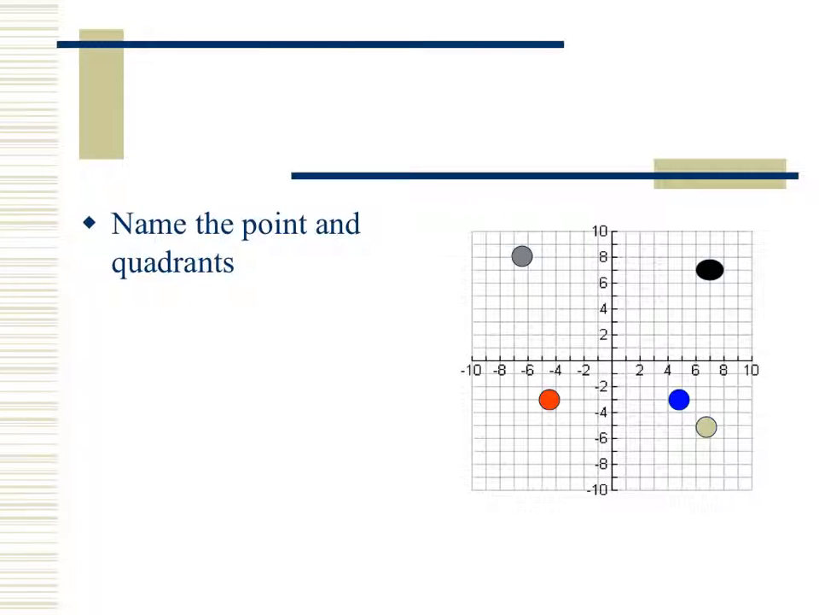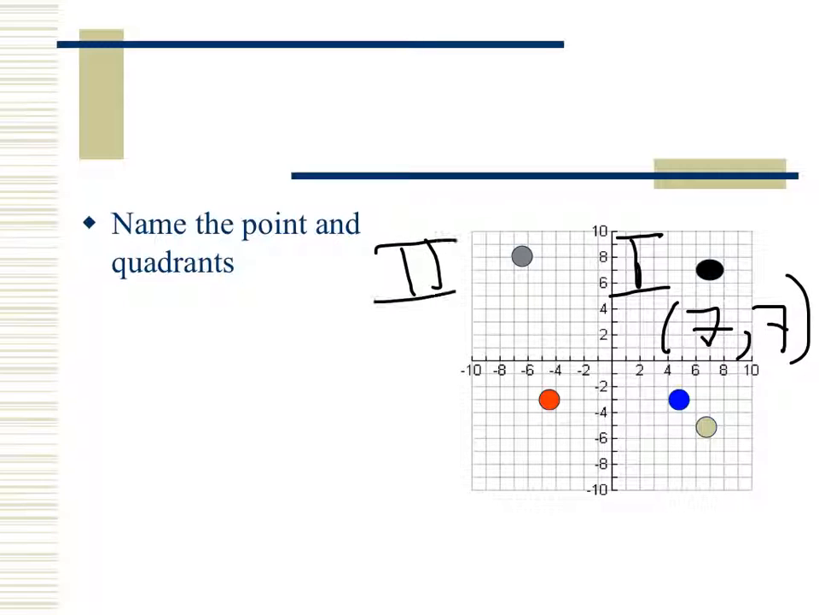Hit pause now. Okay, starting in quadrant 1, we have a black point which has been moved to the right 7 and has gone up 7. So it's the point (7, 7). If you look in the second quadrant, we have the gray point, which has been moved to the left about 6.5 and has been moved up 8.